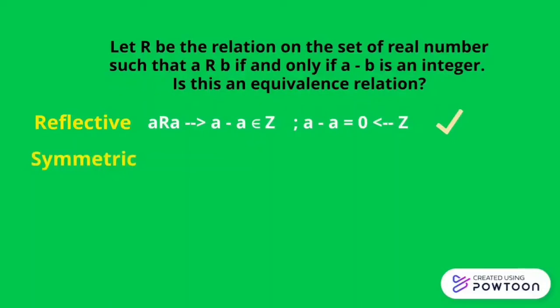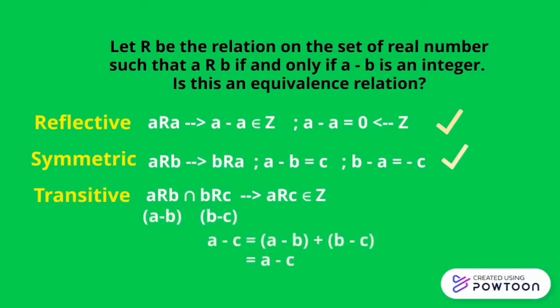Number 2, symmetric. A relation B must be equivalent to B relation A, where A minus B is equal to C and B minus A is equal to negative C. Since both have C with different sign, thus it is symmetric. Number 3, transitive. A relation B and B relation C implies A relation C must be an integer. Since A relation B and B relation C is an integer, thus A relation C is also an integer. Thus, it is transitive.